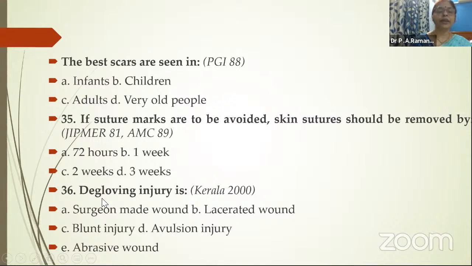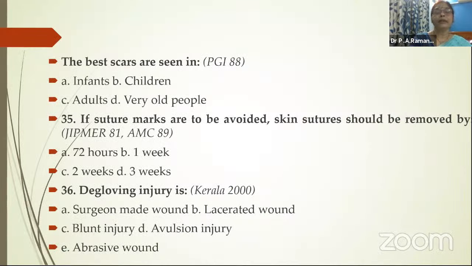What is degloving injury? Degloving injury means the skin will come off like a glove. As you remove a glove from the hand, the skin will be just removed, avulsed. This is a type of avulsion injury. So this we have not covered. The types of injuries and wounds, we have just covered wound healing. Maybe in the next class we'll do that.